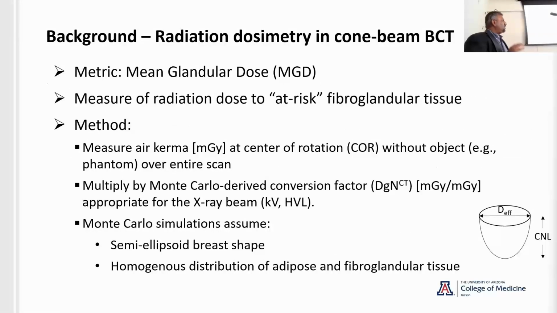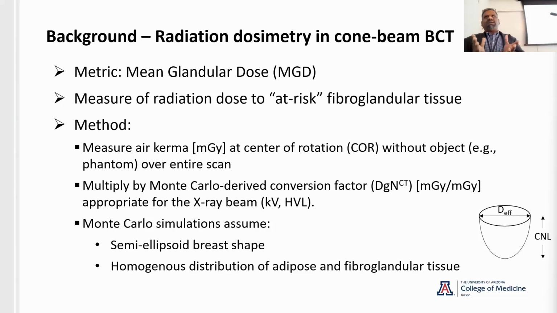So in all of breast X-ray imaging, the metric that we use to report dose is mean glandular dose. It's not CTDI. And as Dr. McNitt-Gray has said on this podium a few years ago, that's not the dose to the patient. So what is the mean glandular dose? It is the spatially averaged dose to the fibroglandular tissue.